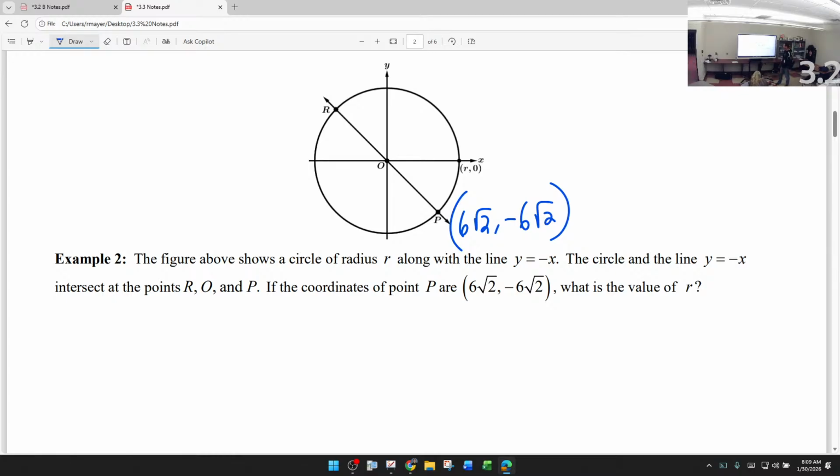They just want to know what the point of R is. Ooh, R. Hold on. Careful. R is right here. Not big R. See, that says little r. I want the little r. Big R is negative 6 root 2, positive 6 root 2 for here. But they want that point.